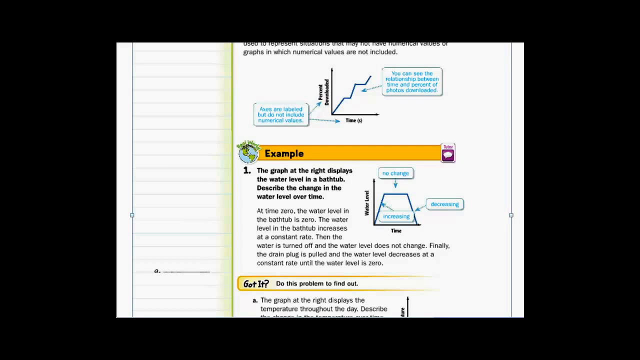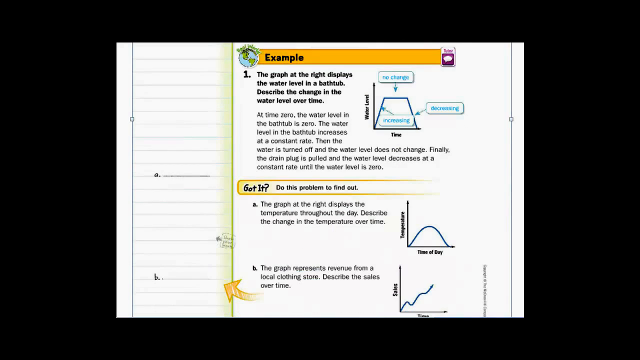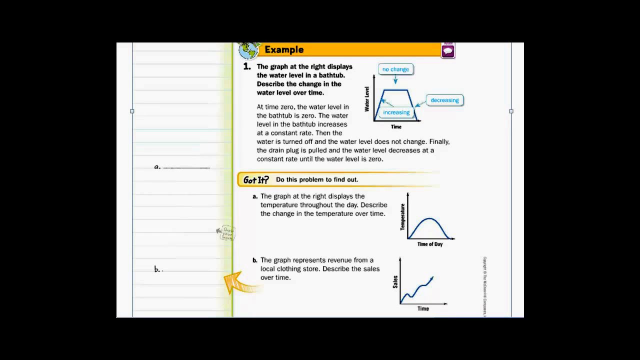All right. So I want you to now try one. Underneath got it, go ahead and pause it and try A and B. All right. Back with me on got it. I want you to describe this.